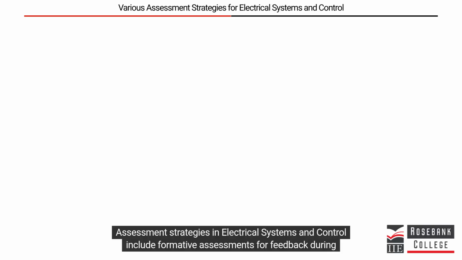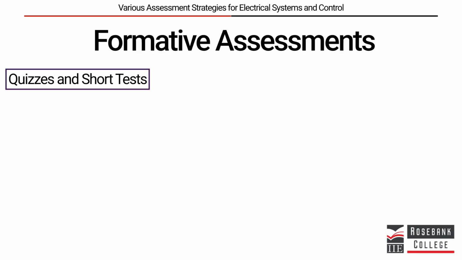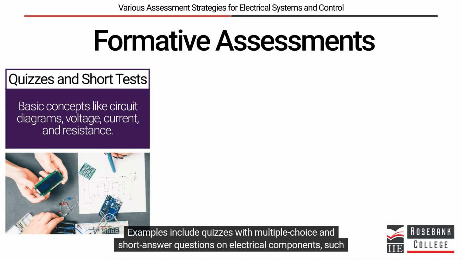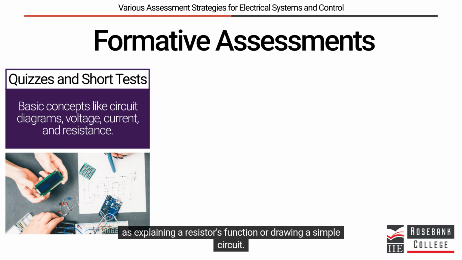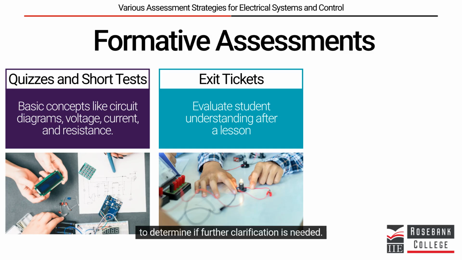Assessment strategies in electrical systems and control include formative assessments for feedback during the unit. Quizzes and short tests check knowledge of basic concepts like circuit diagrams, voltage, current, and resistance. Examples include quizzes with multiple choice and short answer questions on electrical components, such as explaining a resistor's function or drawing a simple circuit. Exit tickets are used to assess student understanding at the end of a lesson, where students might write down one key takeaway or answer a question like how an electrical circuit works, allowing the teacher to determine if further clarification is needed.